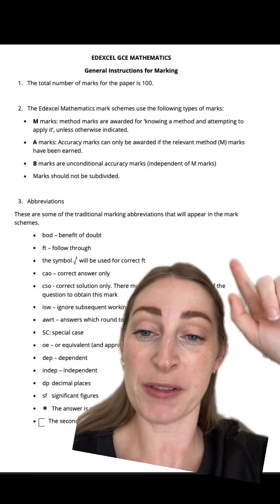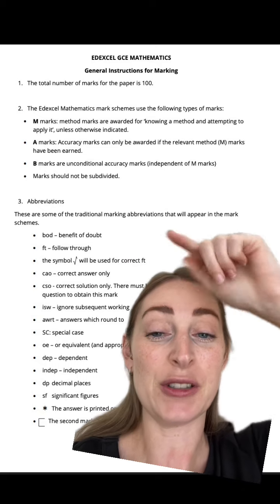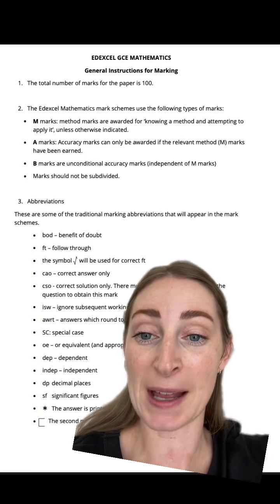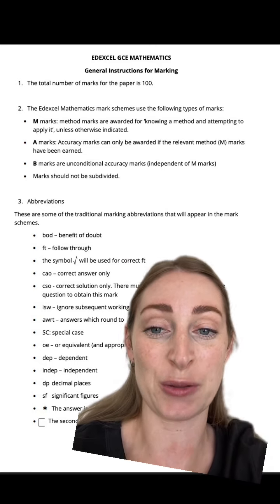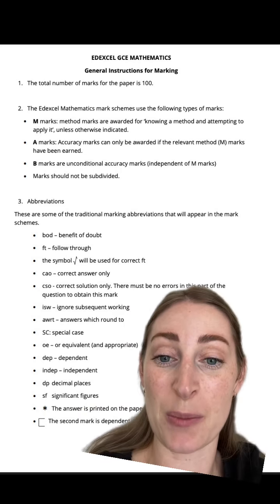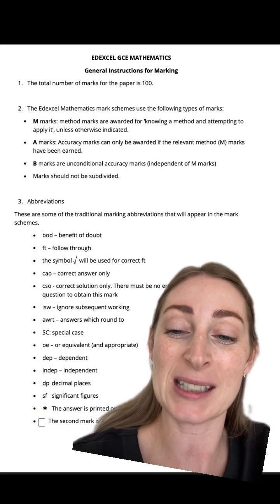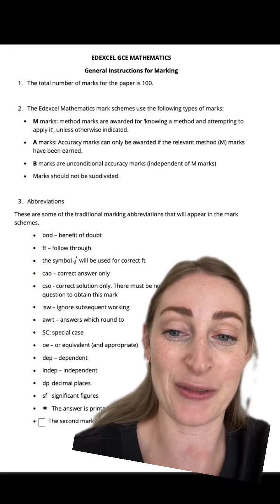So a few more abbreviations for you to know. So FT is a follow-through mark. So if you didn't get the right working beforehand, you can still get those follow-through marks. OE means or equivalent. So for example, if the mark scheme gave it as a fraction, but you gave it as a decimal, as long as it says OE, you're absolutely fine.